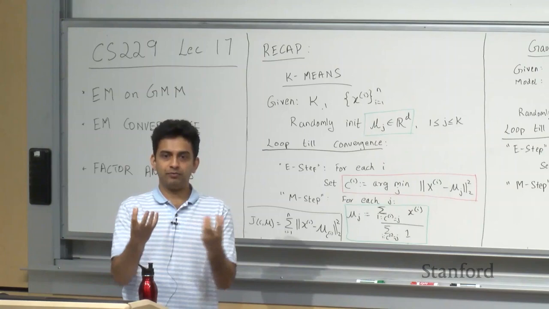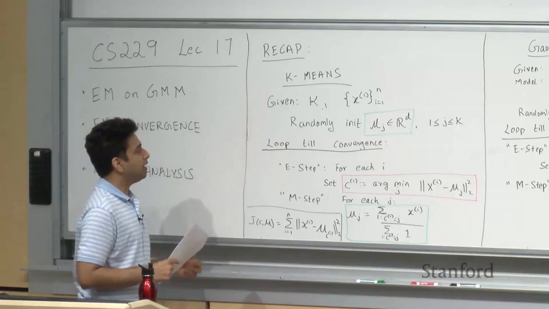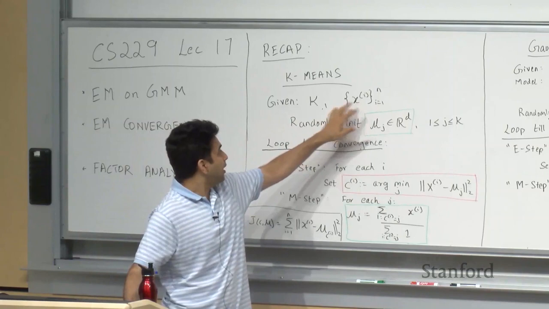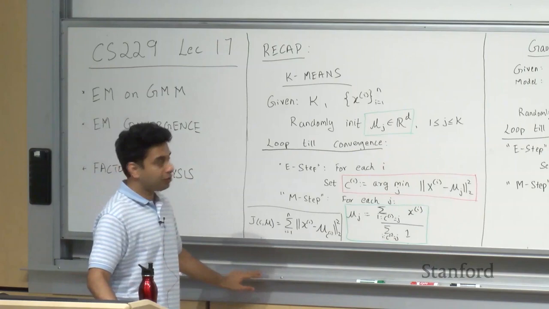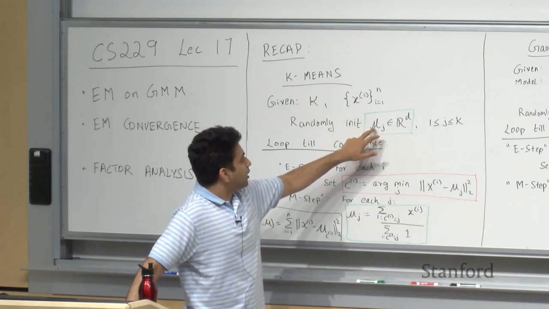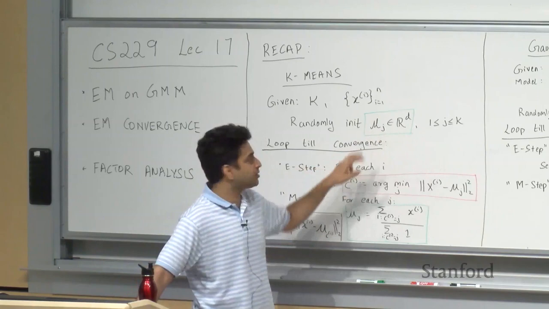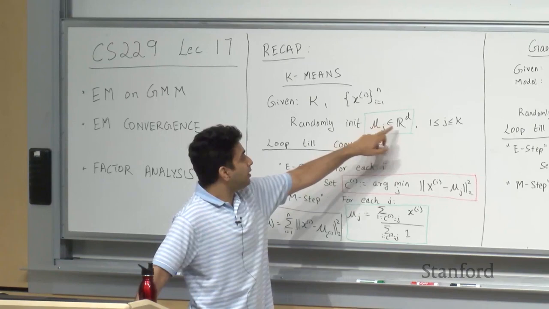The first algorithm that we saw was k-means. In k-means, we are given a collection of examples, x's, and let's assume we are also given the number k of how many clusters we want to identify. The way we go about executing k-means is to randomly initialize k different cluster means, where mu j refers to the jth cluster. There are k such mu j's. Each of those cluster centroids, they are called centroids, live in R^d, the same space where x lives.